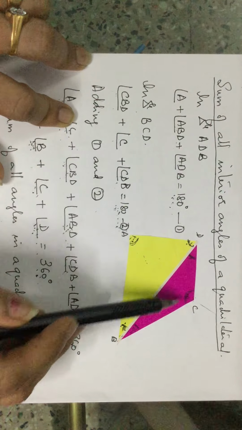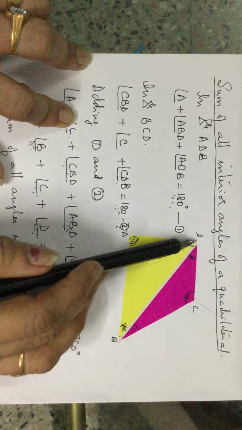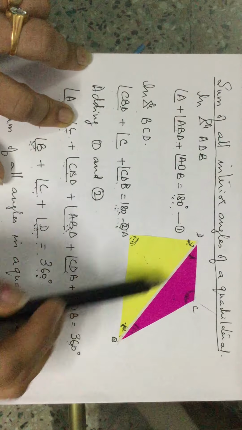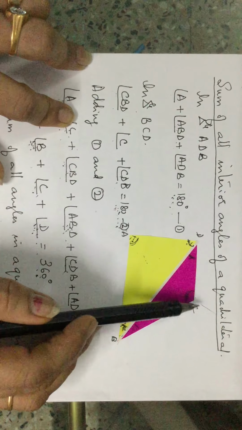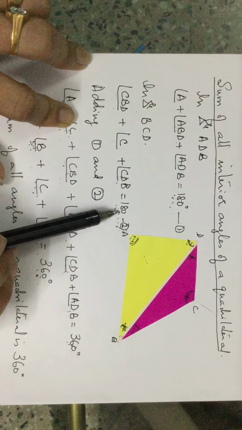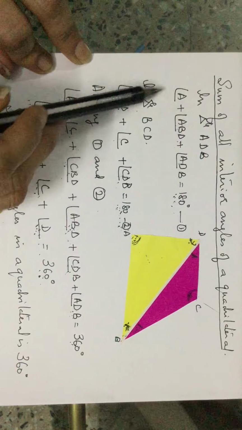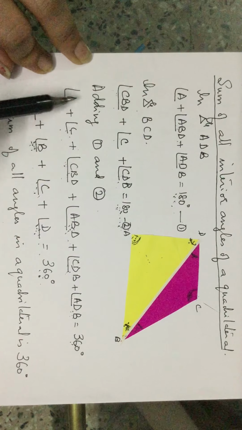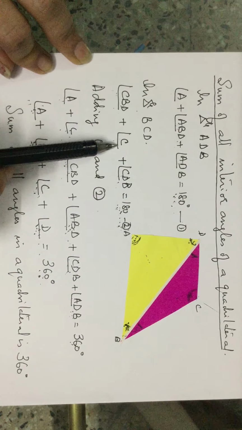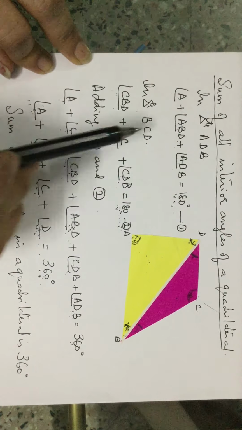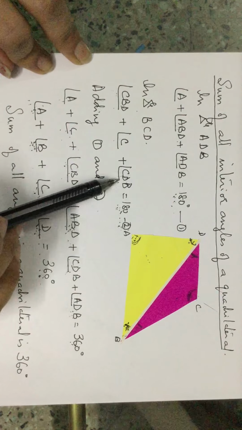Now we'll take the other triangle BCD. In triangle BCD, angle CBD plus angle C plus angle CDB is equal to 180 degrees. Correct? Now let us add equations 1 and 2. When I add 1 and 2, I get angle A, and the angle B's together. I'll keep them together so that when I add these 2 small angle B's, I get the bigger angle B. And angle C, I'm writing it here. Similarly, I'm doing the same thing for angle D.